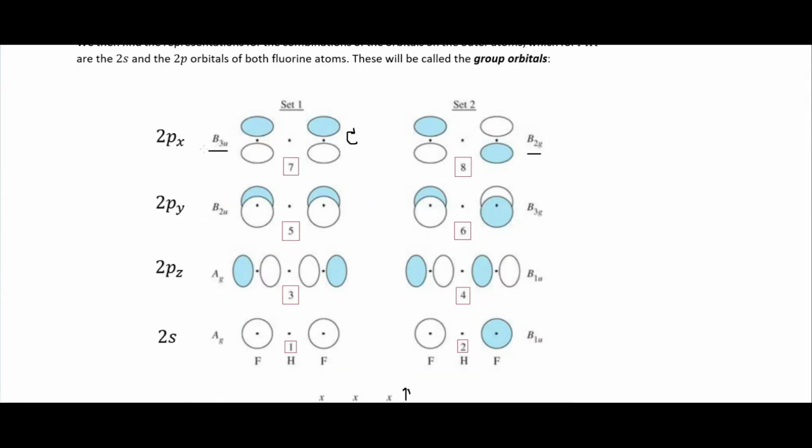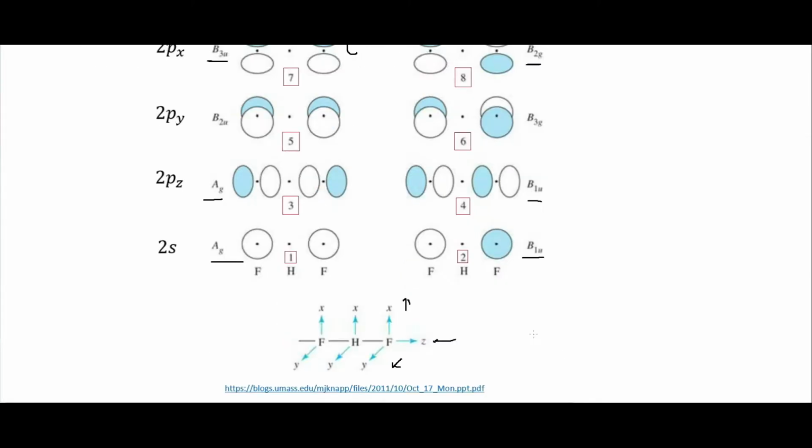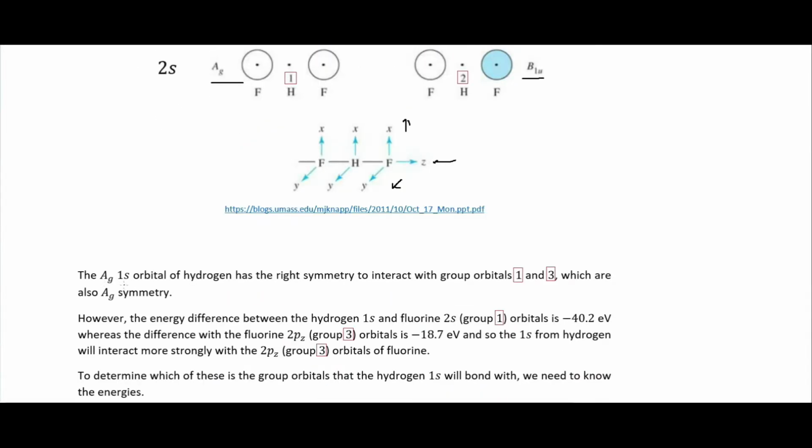But here, I already have the irreducible representation listed for each of these. And so we see that we have the B3u, the B2g, the B2u, the B3g, the Ag, the B1u, the Ag, and the B1u here. Now the 1s orbital of hydrogen: the hydrogen only has the 1s orbital, and so we know that's going to be the Ag symmetry. We can just already assume that. And that's going to have the correct symmetry to interact with the group orbitals 1 and 3.